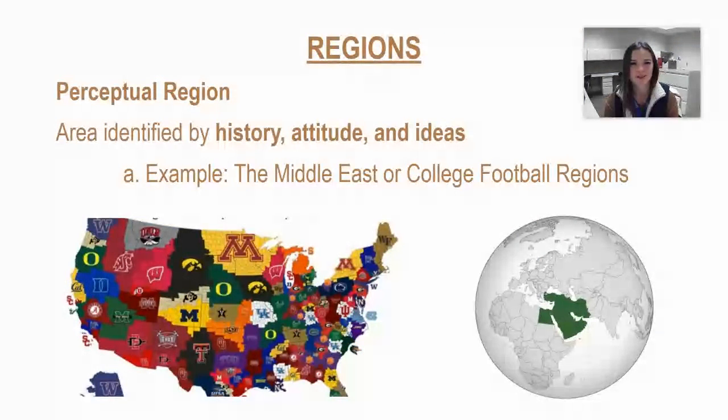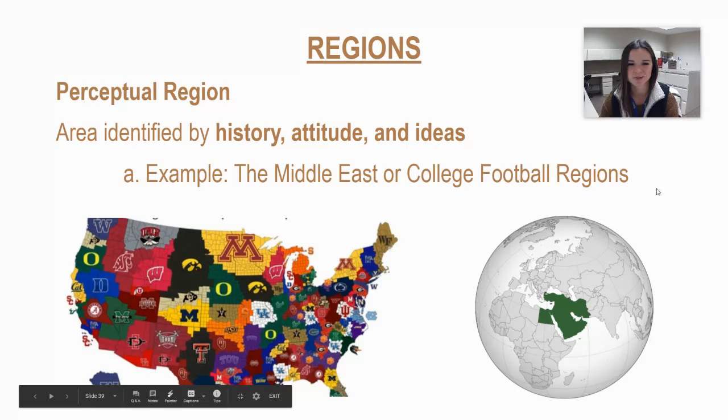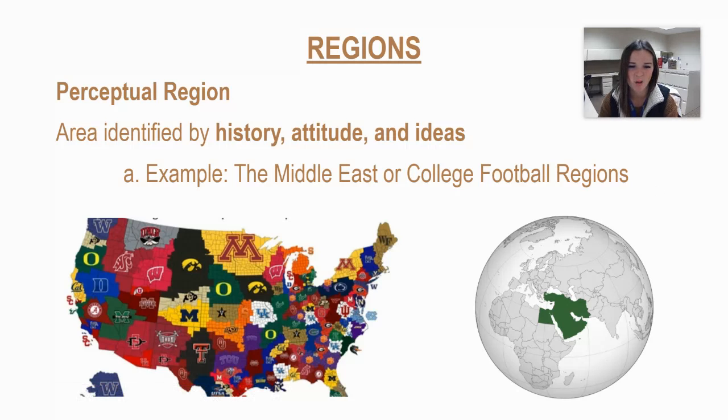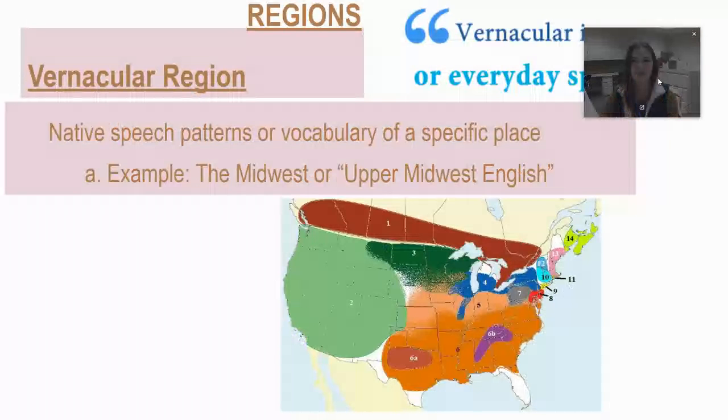All right. We're going to just talk about two more things, perceptual regions and vernacular regions. Perceptual regions are areas identified by history, attitude, and ideas. An example, we'll talk much more about the Middle East in Unit 3, but think about college football regions. History, attitude, and ideas about particular schools. So there's a visual for you down there, a perceptual region map of college football.